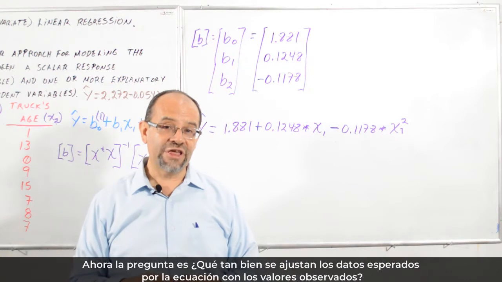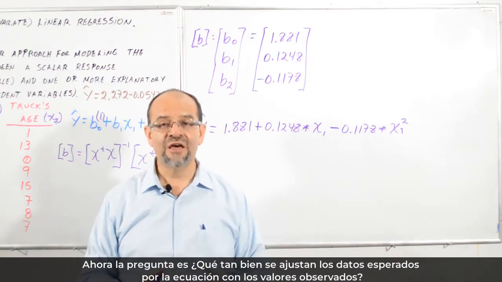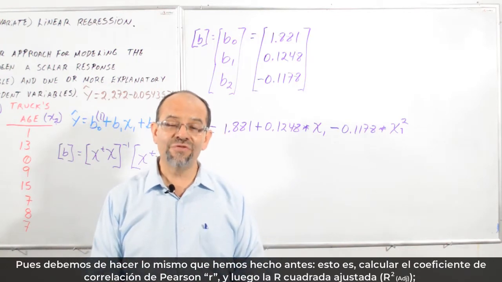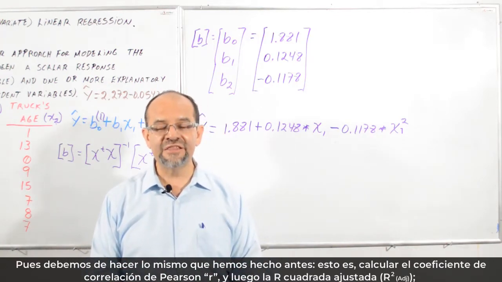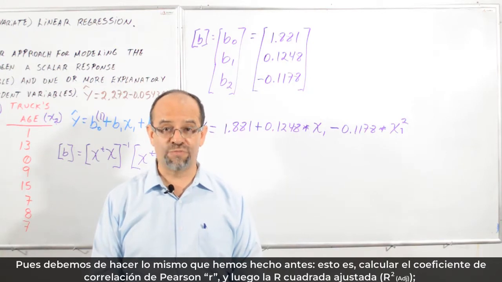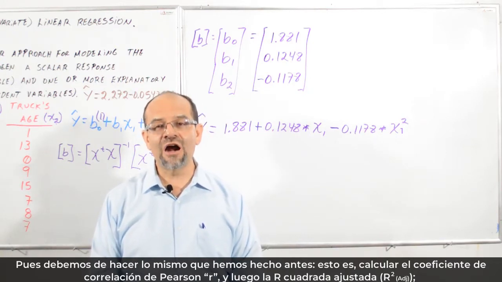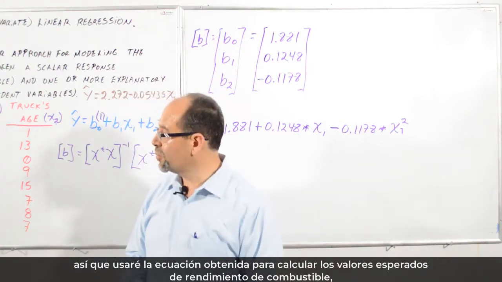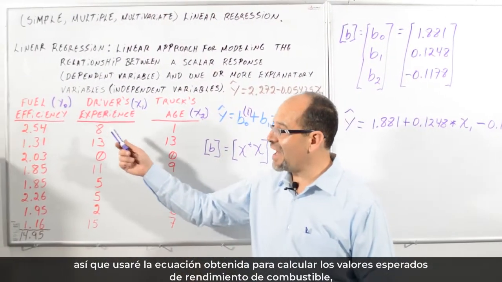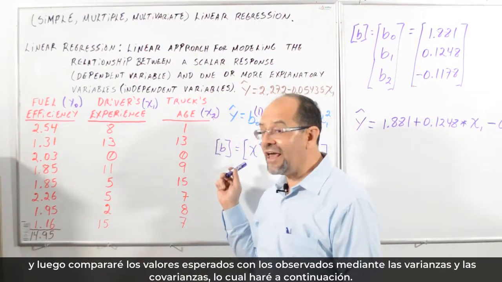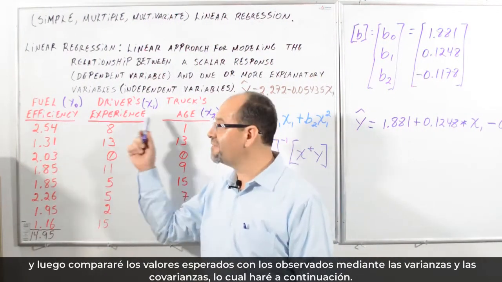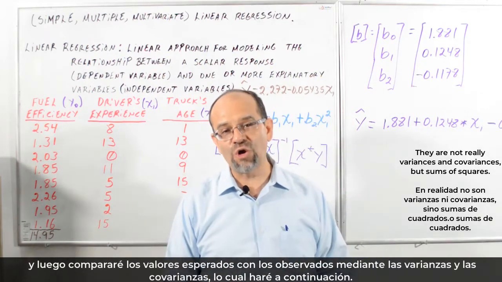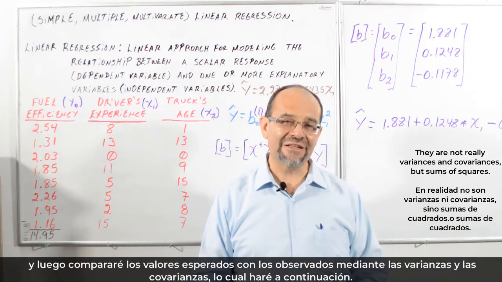Now, how good is that equation at fitting the observed values? We have to do the same thing that we have done before, which is obtain the Pearson coefficient of correlation, R, and then the R square adjusted. So using this equation, I will be obtaining the expected values for fuel efficiency. And later, I will compare the expected values with the observed values using the variances and the covariances. I will be doing that.